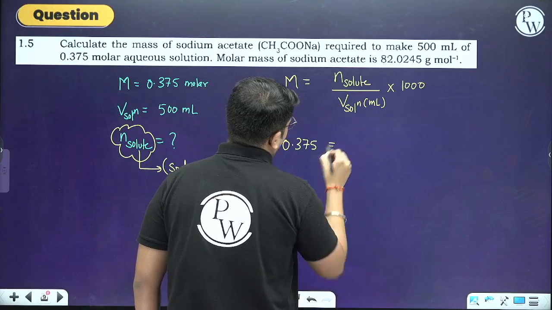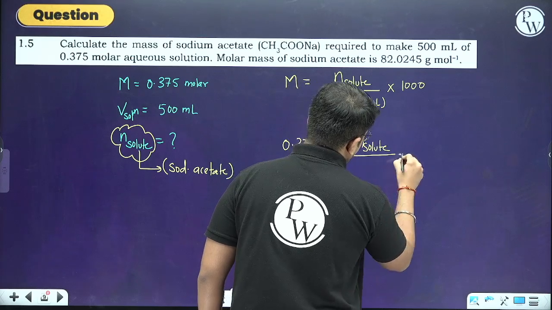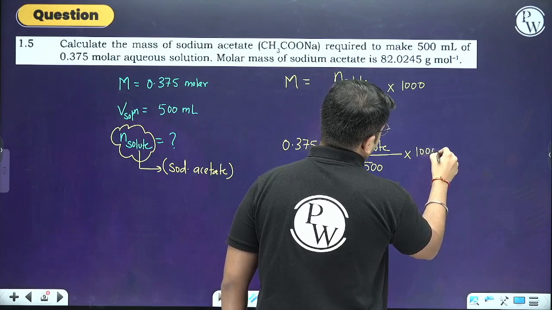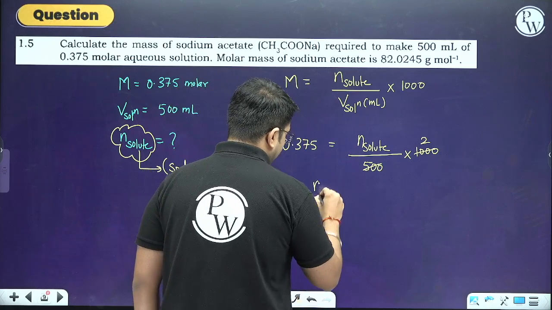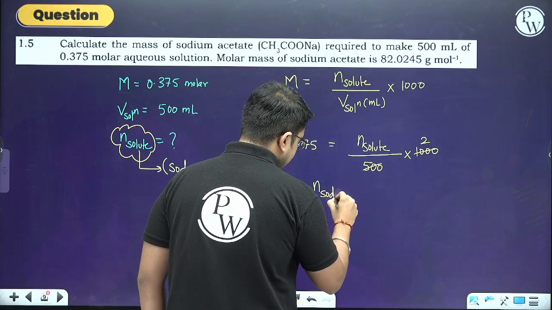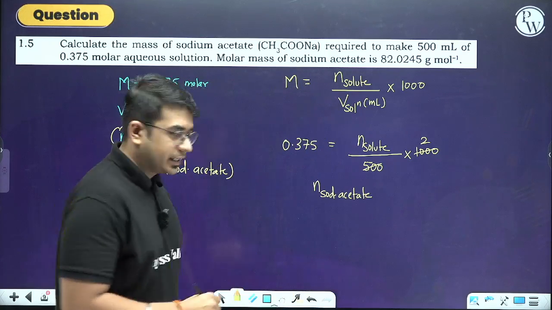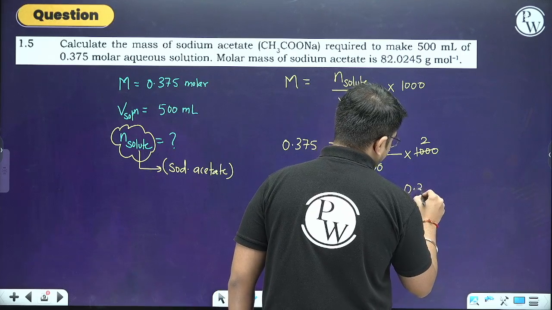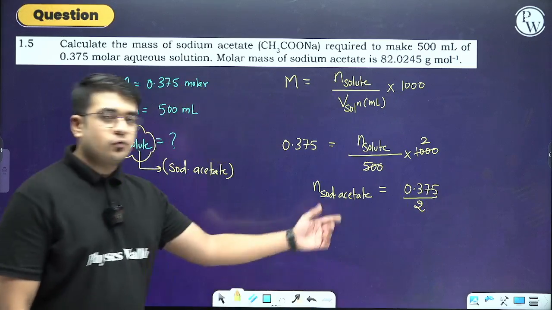0.375 will be equal to the number of moles of solute divided by the volume of solution, which is 500, multiplied by 1000. So I can say this part is going to be cancelled out by 2, and the number of moles of sodium acetate, which is our solute in this case, will be equal to 0.375 divided by 2. So the number of moles is already done.